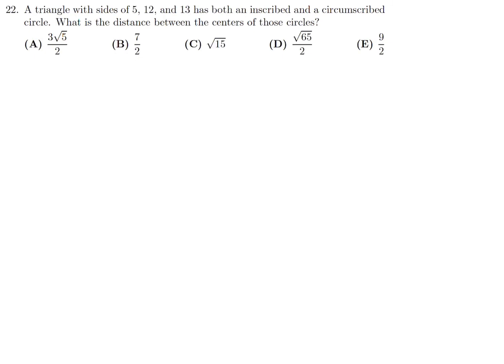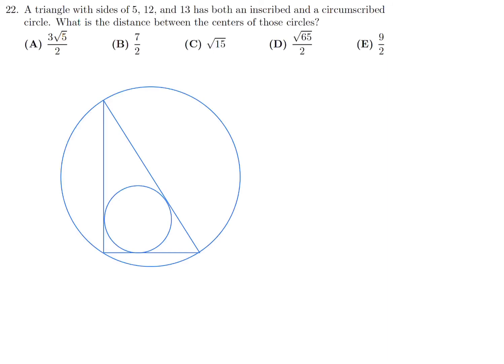A triangle with sides 5, 12, and 13 has both an inscribed and a circumscribed circle. What is the distance between the centers of those circles? So let's first draw a diagram. So this is basically our diagram. We've got a triangle, got two circles, one inside, one outside. And let's label this. This is 5, this distance. That's 12, and that's 13 over there.